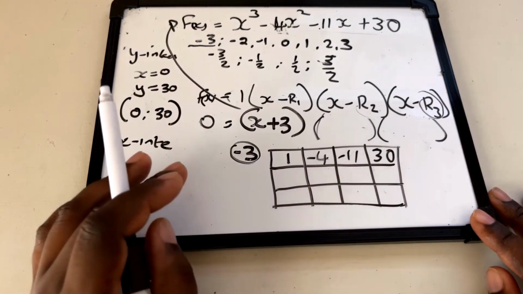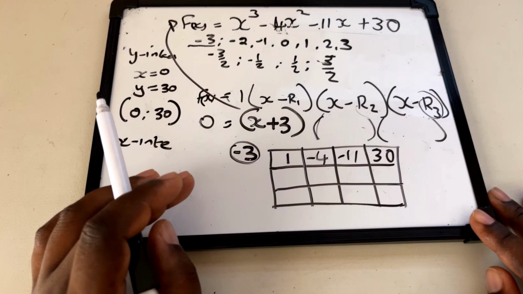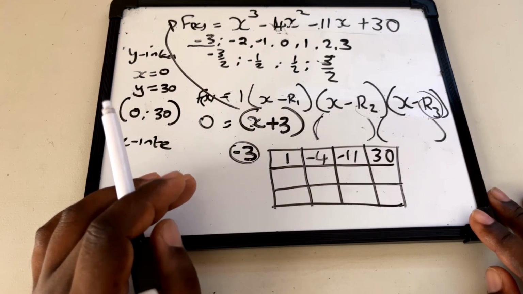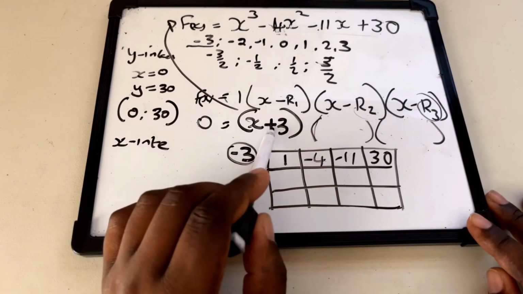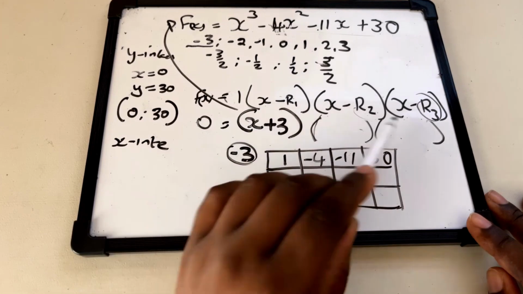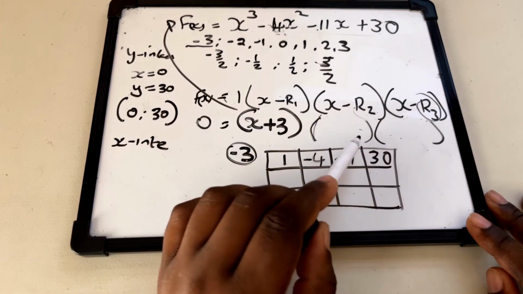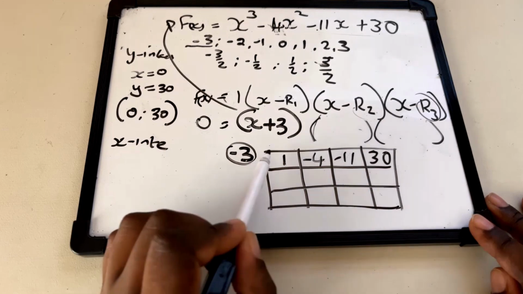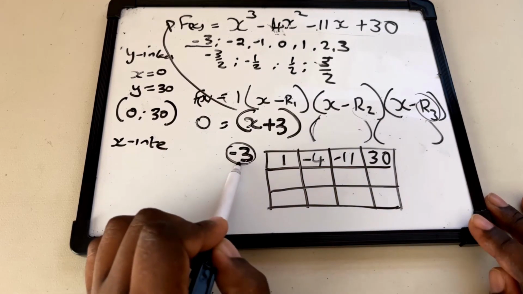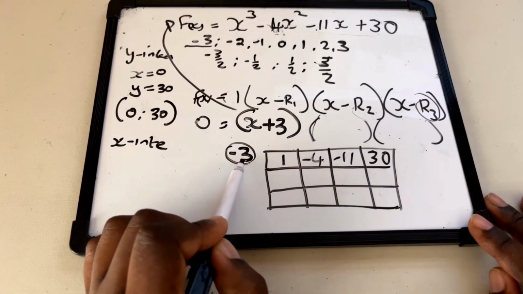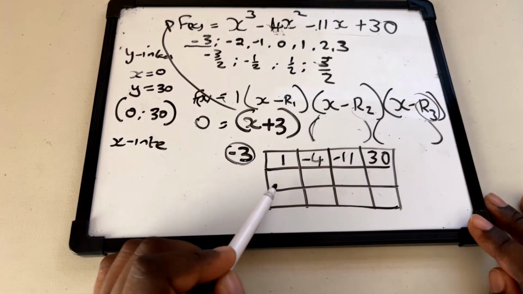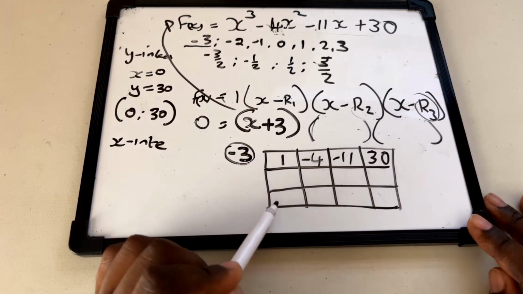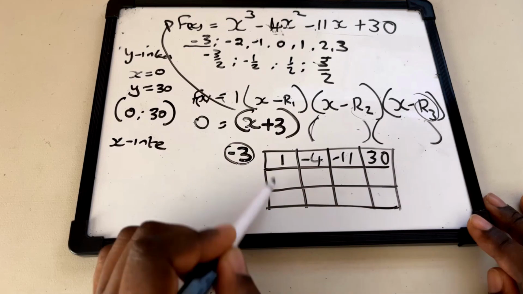Are we together on this one? X plus 3 is our factor, written in the brackets in this way. But when we substitute on the equation, we are substituting minus 3. Then now here on this table, your table has to be 4 by 3. 4 this side, 3 this side.